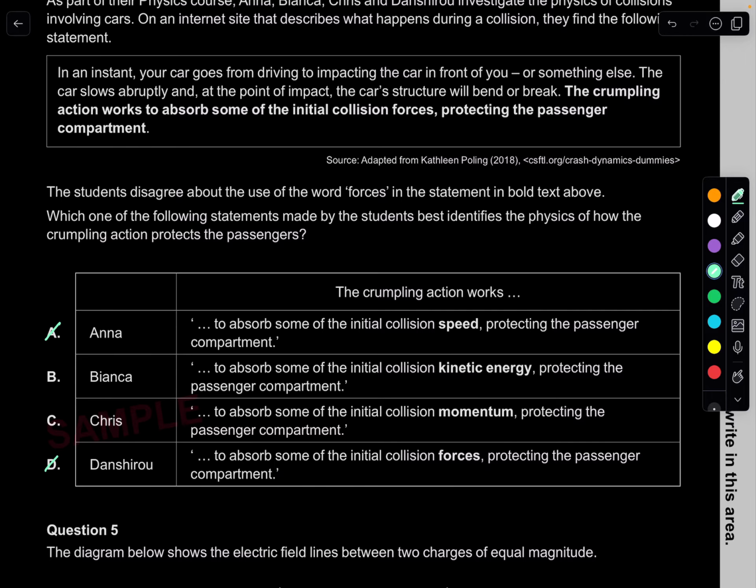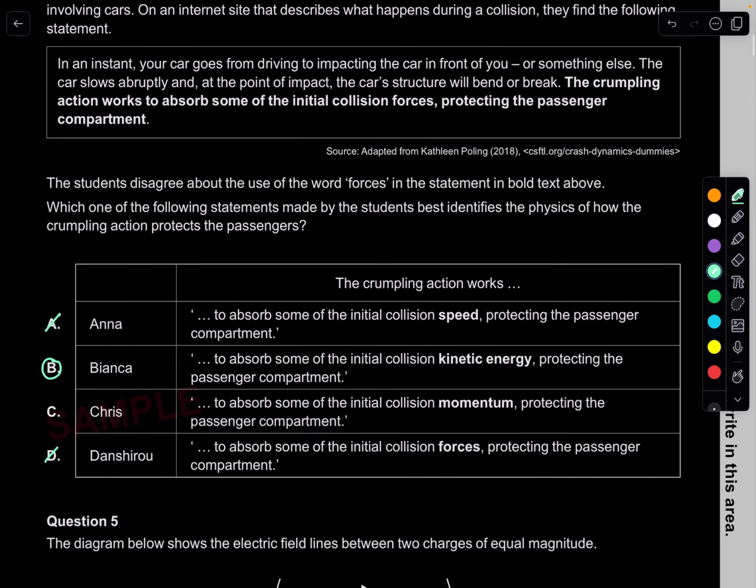Chris: to absorb some of the initial collision momentum. I mean, that sounds good too, but it's not as good compared to kinetic energy. The crumbling basically breaks down, so you absorb some of that initial kinetic energy and it lowers the speed for a passenger so he can safely survive the collision. So I think B would be the best in this case. B is sounding the best here.